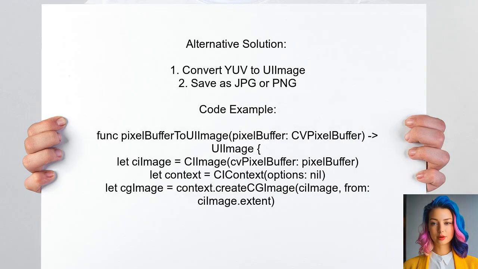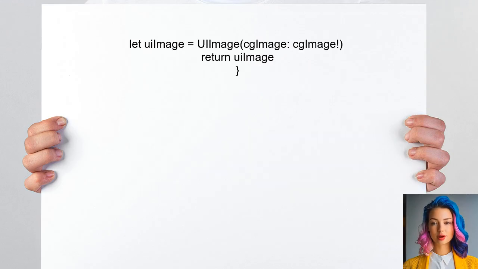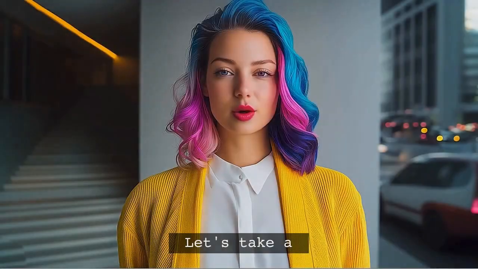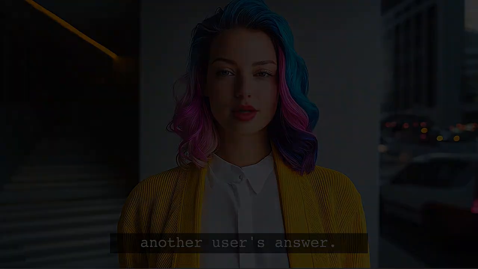An alternative approach shared by another user involves converting a YUV image to a UIImage, which can then be saved as a JPG or PNG file. They provided a Swift code snippet that utilizes Core Image to achieve this conversion. Let's take a moment to review another user's answer.